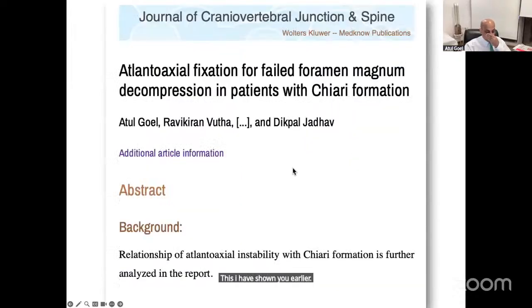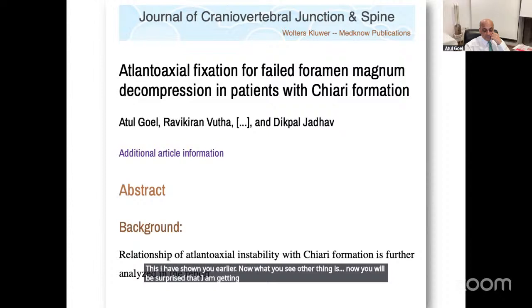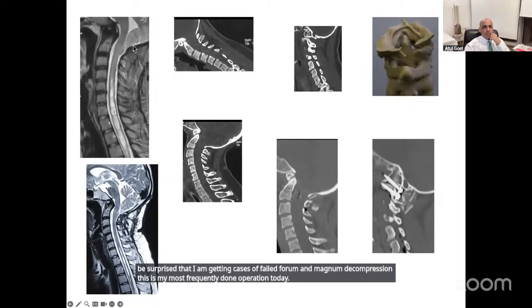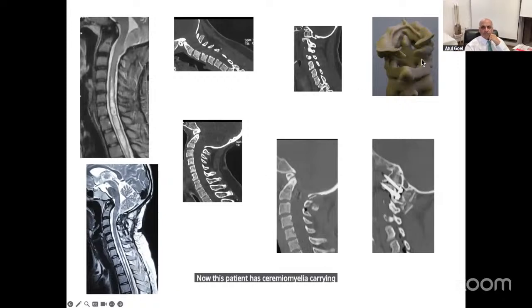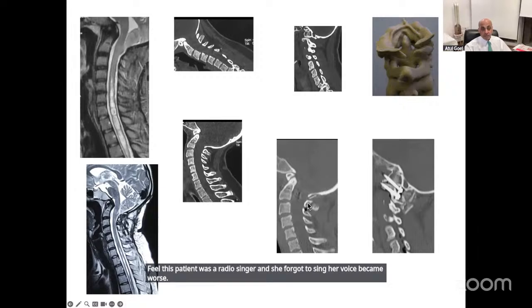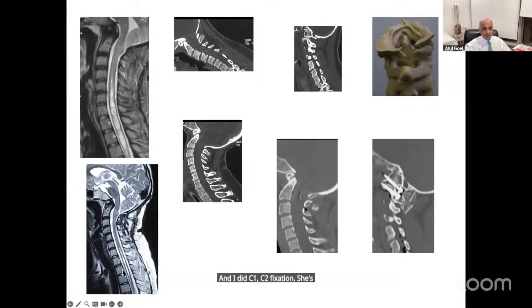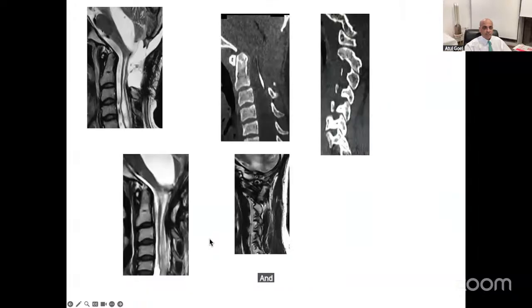Now what is the other thing, now you will be surprised that I am getting cases of failed foramen magnum decompression. This is my most frequently done operation today. Now this patient has syringomyelia, Chiari malformation, foramen magnum decompression has been done, failed. This patient was a radio singer and she forgot to sing. Her voice became hoarse. And I did C1, C2 fixation. She's back in radio singing. And this is postoperative reduction in syrinx.